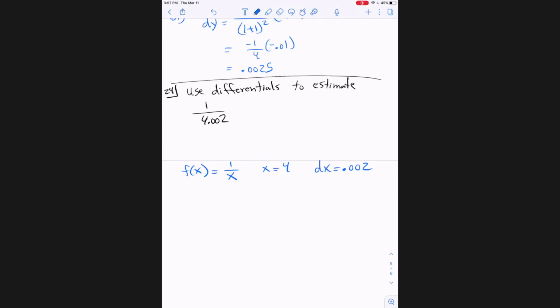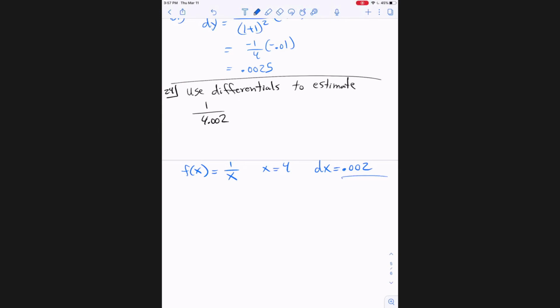Now, if I choose x equals 4, then I have to use dx being 0.002 so that x plus dx would give me the 4.002. Now, what if this number instead of 4.002 was 3.998, then dx would be negative 0.002. You see that? In this case, you're over 4 by 0.002. Does that make sense?